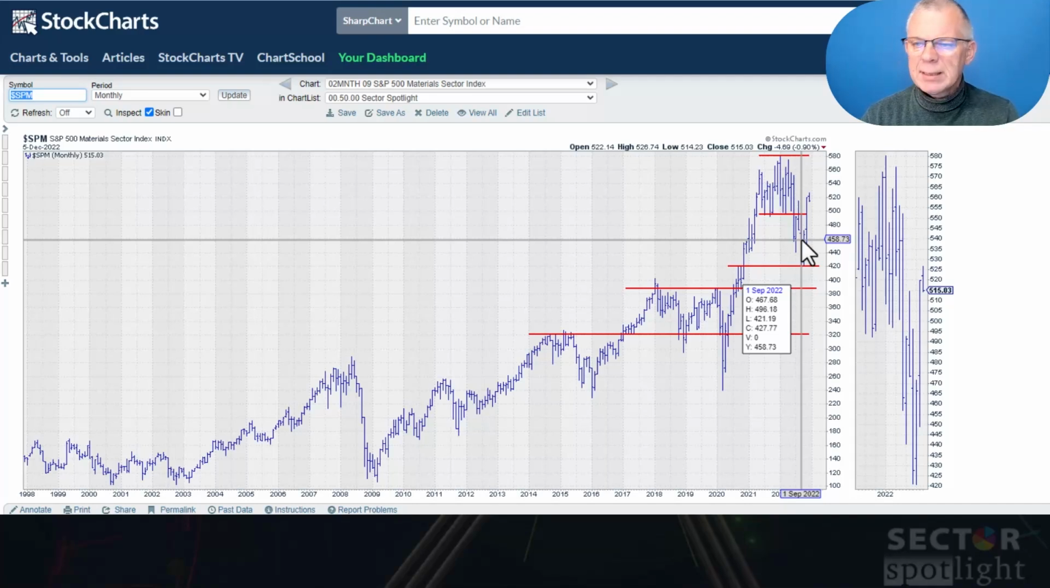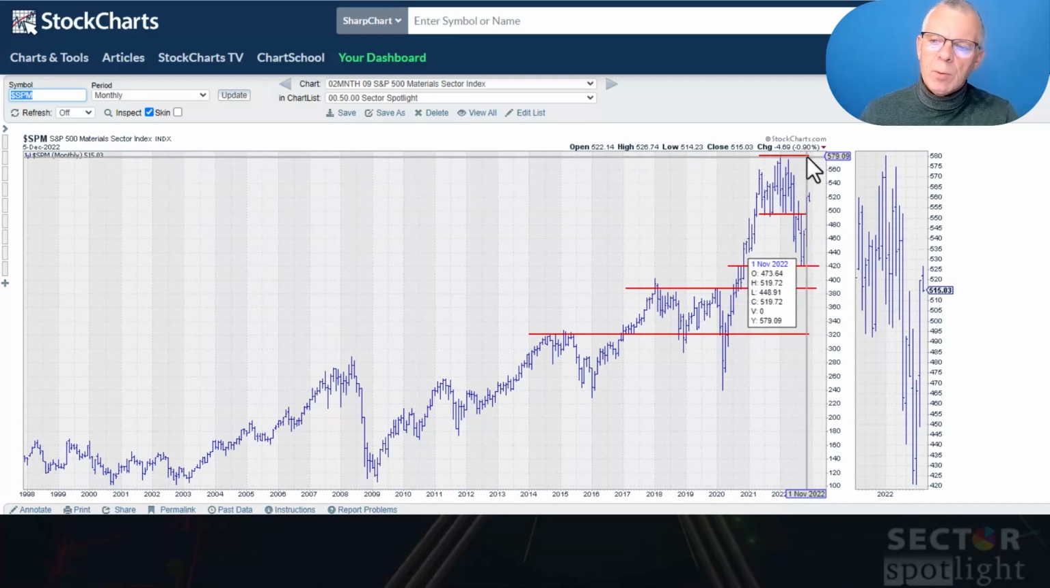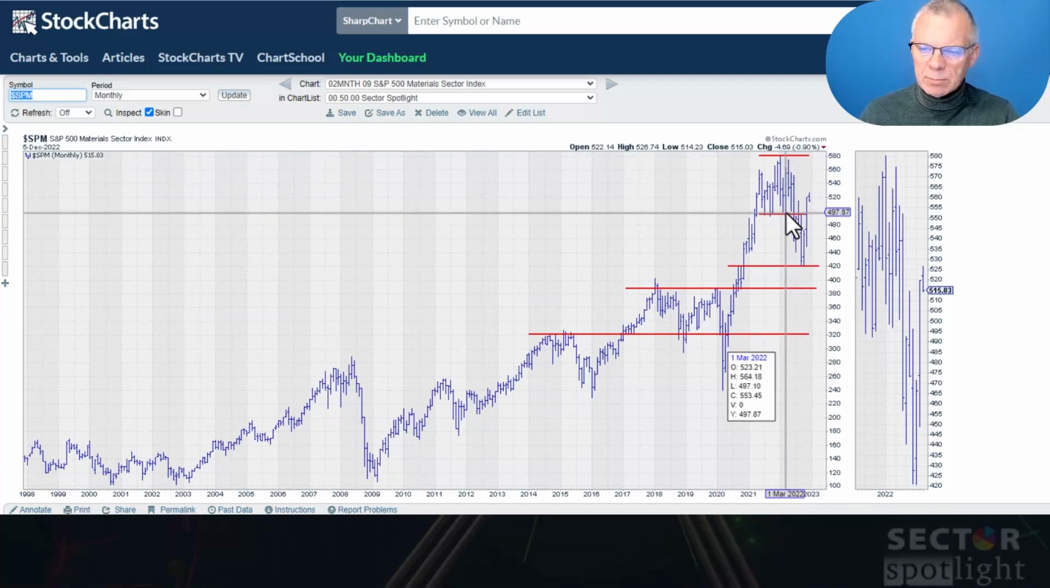That is solid. Means that the way is open, the pattern is open towards 580, and we can find some support just below 500 for the material sector. Trend is kind of non-existent. It's more sideways orientated.